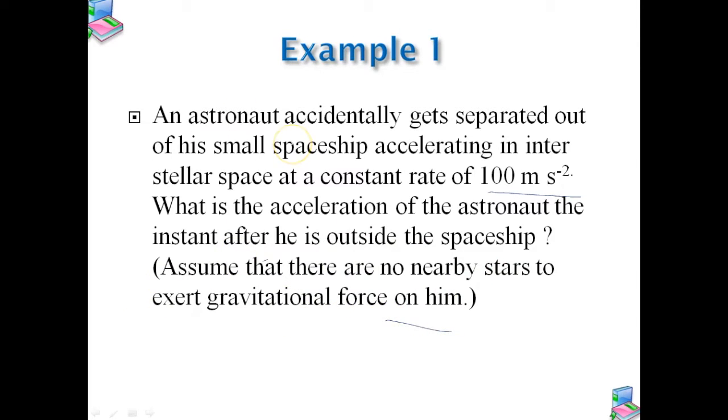So in this particular case, an astronaut is going with a spaceship accelerating at a constant rate of 100 meter per second square. Suddenly, or accidentally, the astronaut comes out of that spaceship. We need to find the acceleration of the astronaut at the instant when he comes out of the spaceship. And we should assume that there are no nearby stars to exert gravitational force on him.